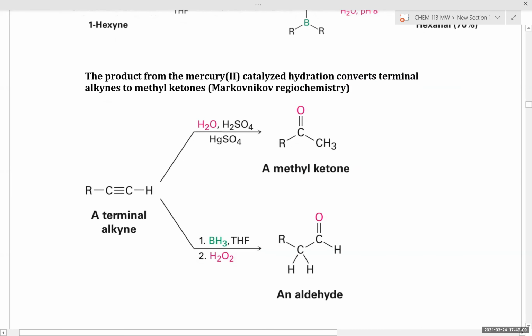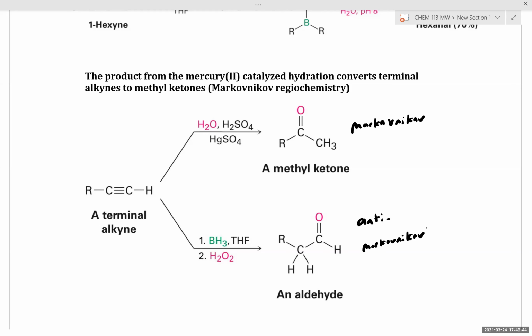Now, just to directly compare side by side mercury catalyzed hydration and hydroboration oxidation, the mercury catalyzed hydration favors Markovnikov regiochemistry, while hydroboration oxidation favors anti-Markovnikov regiochemistry. So mercury catalyzed hydration is useful to make ketones at the more substituted position. Hydroboration oxidation is one of the few methods to directly prepare aldehydes. Does everyone see the major difference in regiochemistry from these two synthetic methods?